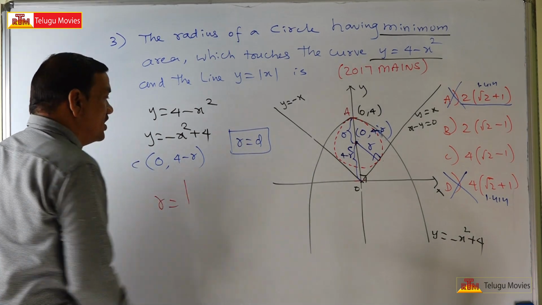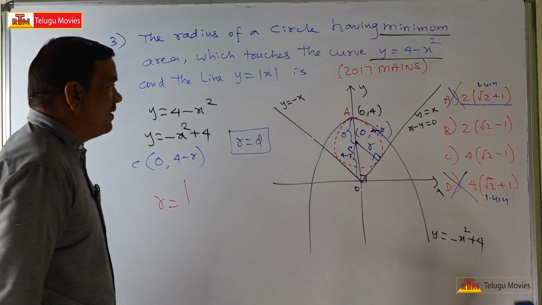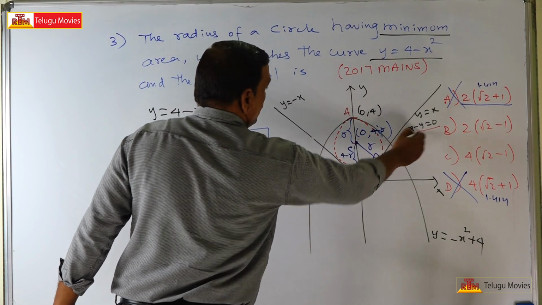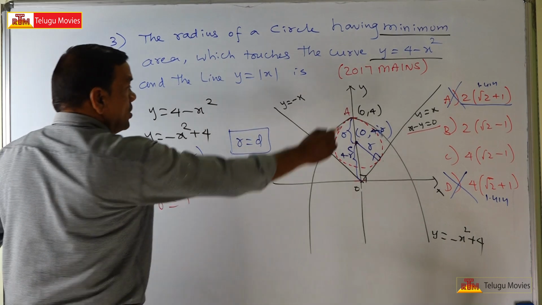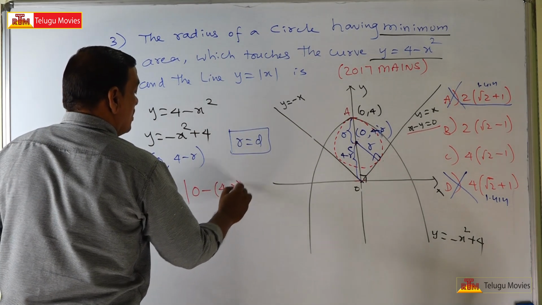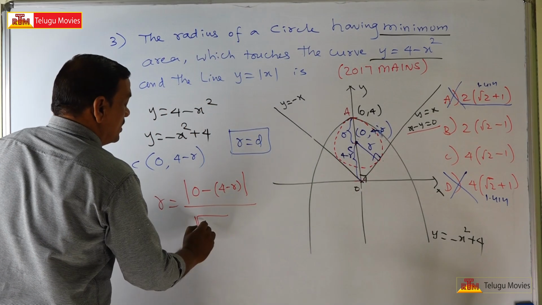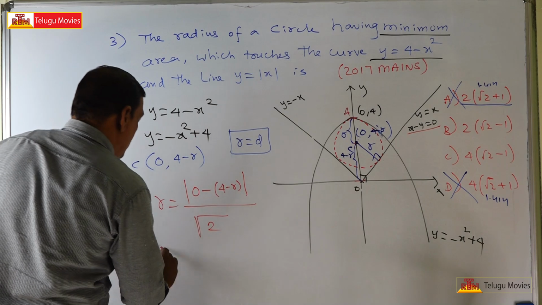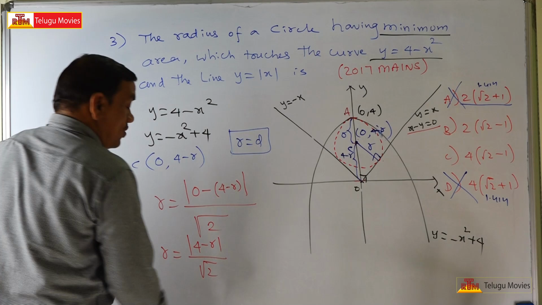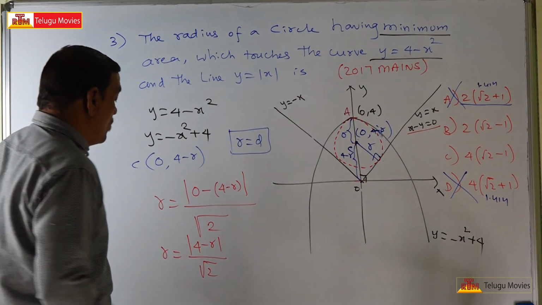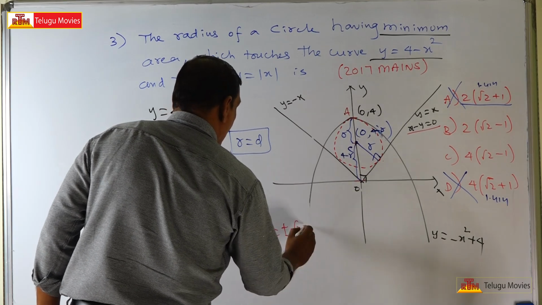R is equal to modulus of ax1 plus by1 plus c, by under square root of a square plus b square. So this is your line. That is modulus of 0 minus y value, 4 minus R, modulus close, under square root of a square plus b square, that is root 2. So R is equal to modulus of 4 minus R by root 2. Open the modulus: 4 minus R is equal to plus or minus root 2 R.